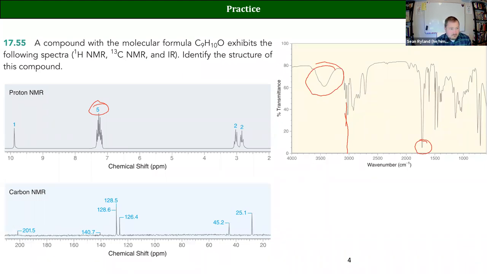Those are the first three things to look for on an IR: do we have an alcohol? What kinds of carbon hydrogen bonds do we have? And is there something right around 1700 that might be a carbonyl? So down in the bottom, I'm keeping track of what we definitely have: a benzene ring, a carbonyl, and an OH.